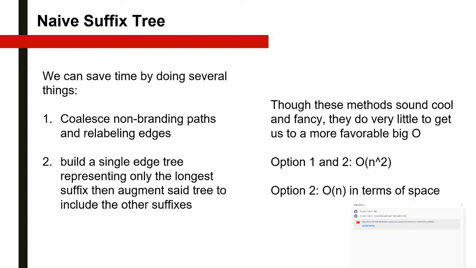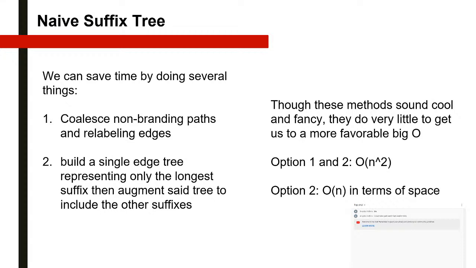But beyond that, you could also build a single edge tree, which is to say just one big line down representing only the longest suffix, and then add some more trees that include all the other ones. But that's basically just a trie at that point.